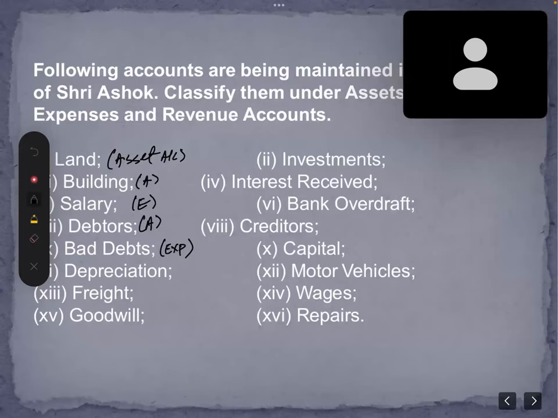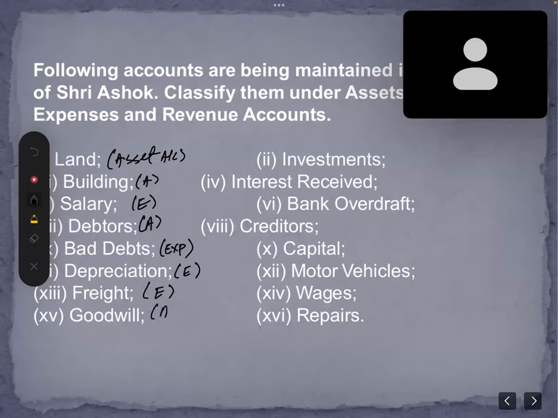Depreciation. Expense. Yes, expense. Very good. Freight. Expense. Yeah, right. Goodwill. Yeah, goodwill is an asset. And which kind of asset it is? I mean, is it the tangible or the intangible asset? Intangible asset, right. Intangible asset that falls under the non-current asset.